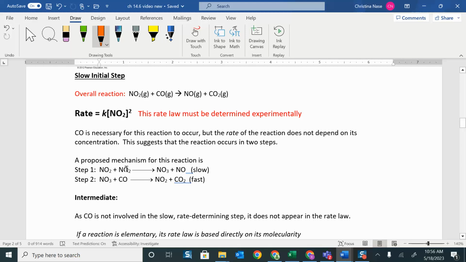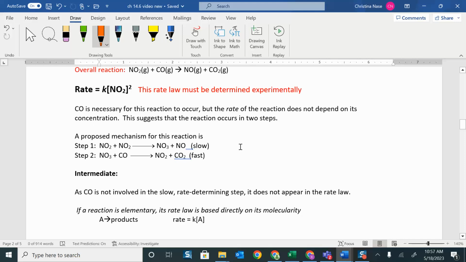So suppose this was the mechanism. I've got NO2 plus NO2. This first step is slow. That means this is the rate determining step. That means after this first step happens, the reaction goes really fast. So this is the slow step. So that's what's going to determine the overall rate law, which is why step 2 here doesn't really affect things. It's going to be so fast compared to the other one that we don't even have to worry about it. If the first step is slow, that's all we worry about.